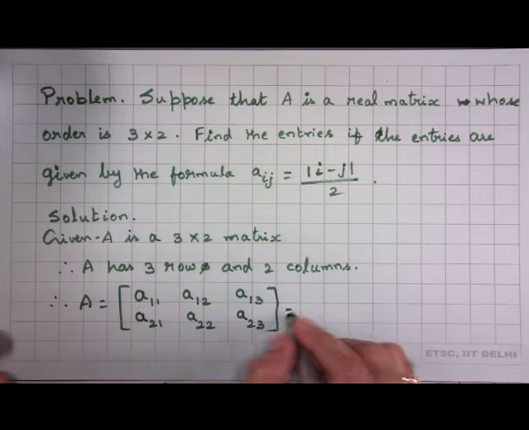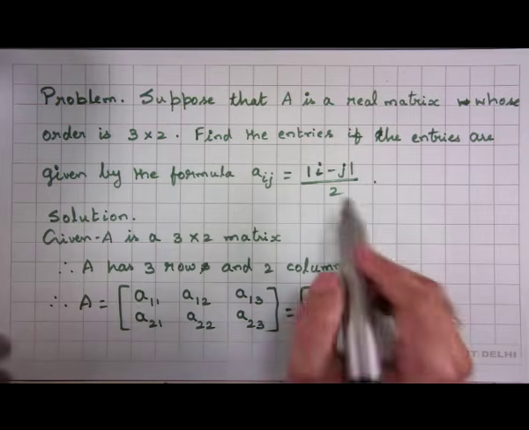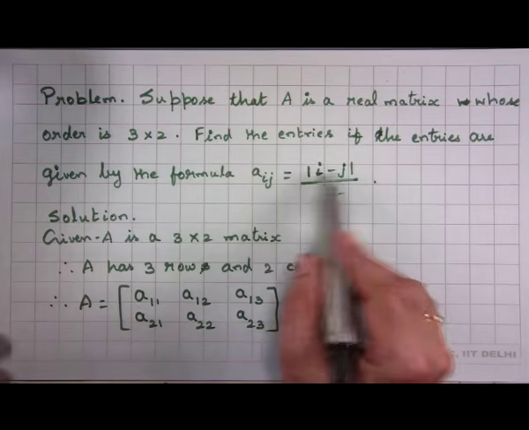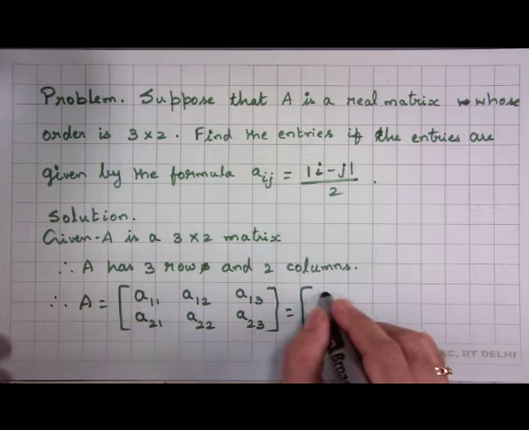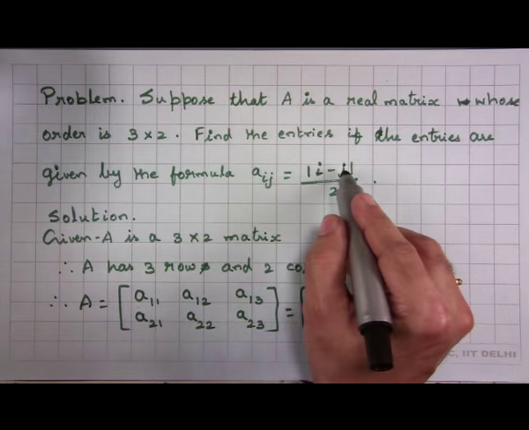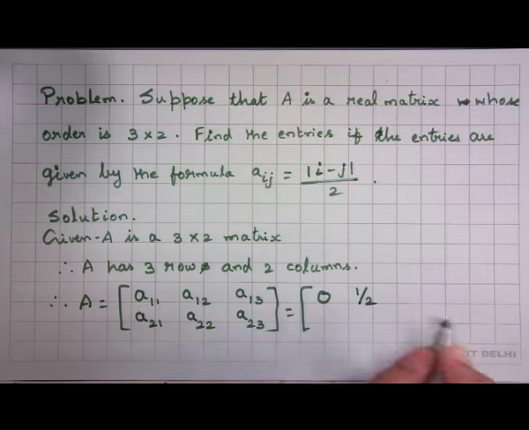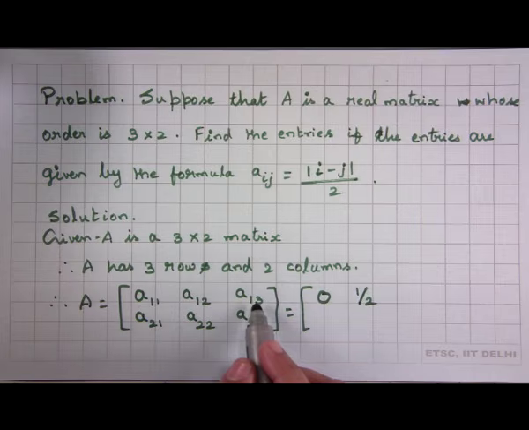Let us apply the formula and get the entries. A11 is the modulus of 1 minus 1 upon 2, and 1 minus 1 is 0. So, the first entry is 0. The second one, A12, is given by 1 minus 2, the modulus of that is 1, whole upon 2. So, you have half. A13: 1 minus 3 is minus 2, and the modulus of that is 2, 2 upon 2 is 1.